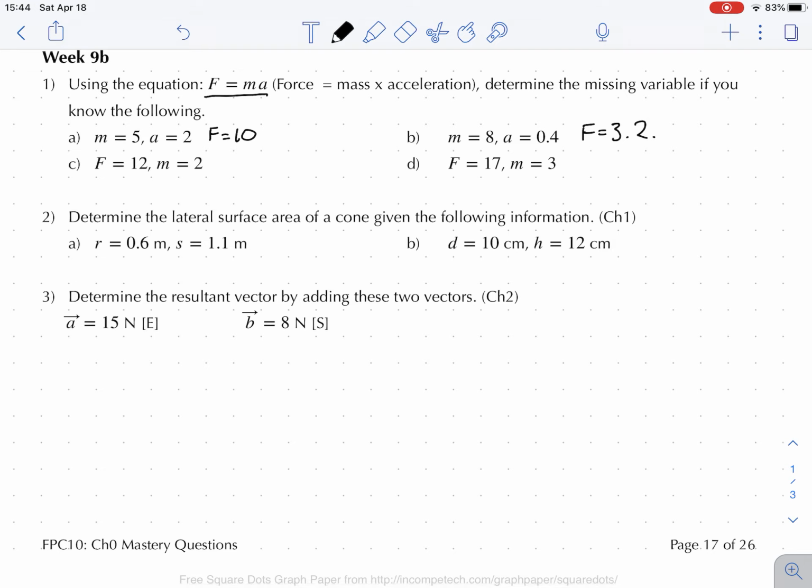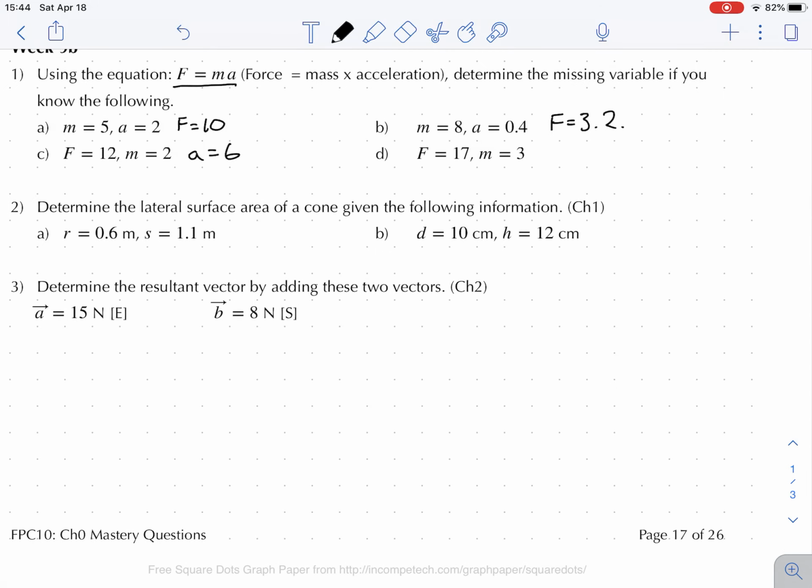All right, let's take a look at letter C. This time we know the force, we have a mass. We're asked to find the acceleration. So we write out our formula. Force equal to mass times acceleration. 12 is equal to 2 times our acceleration. Well, we just divide both sides by 2 to get our acceleration. We get our acceleration is equal to 6. You need to know how to work a formula for every variable involved. So acceleration is equal to 6.